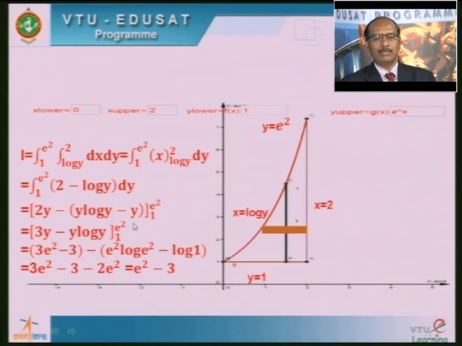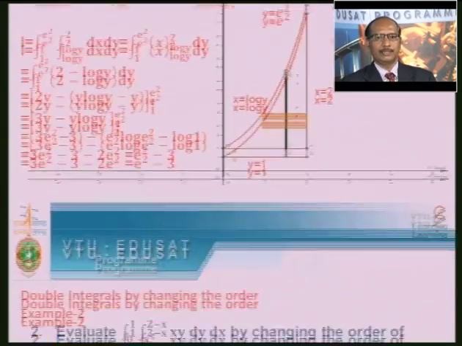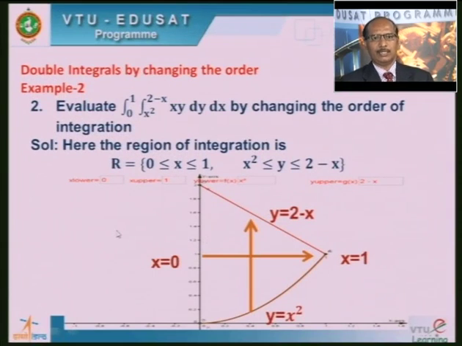This is the value of the given integral, and even by changing the order you get the same answer, e square minus 3. So let us look into another example.